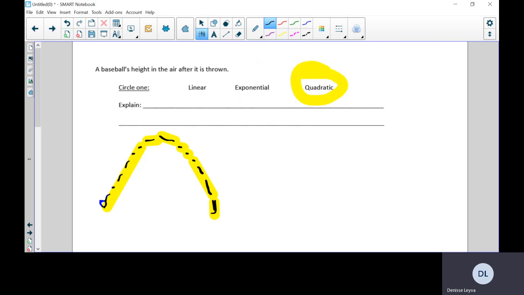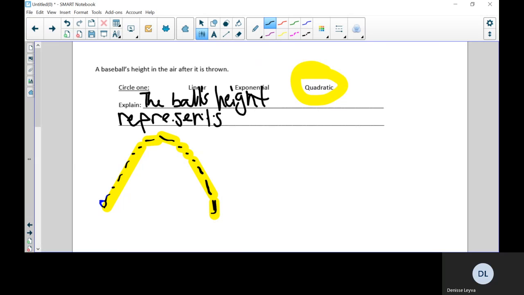The ball's height represents a parabola.